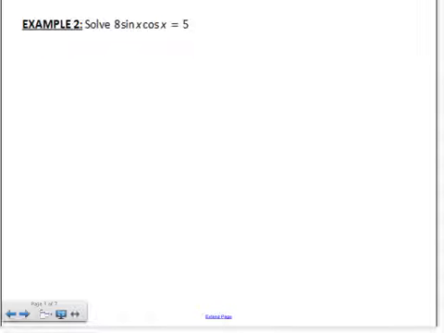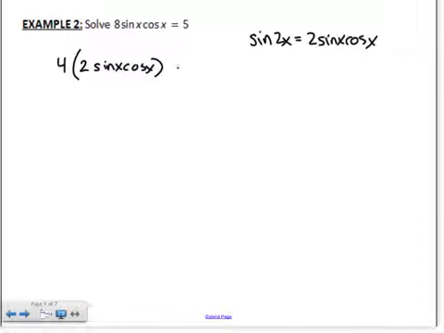Okay, so the next one is we're going to solve 8 sine x cosine x equals 5. But I don't know how to do this with 2 different trig functions. Wait, we have an identity that multiplies sine times cosine, but it doesn't have 8, it has a 2. Well, I know that the one that multiplies sine and cosine is sine of 2x equals 2 sine x cosine x. Do you see why you need to know them backwards and forwards? So what I can do is say, well, 8 is really 4 times 2 sine x cosine x, and that would equal 5.